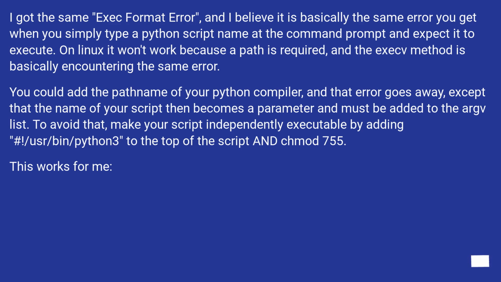You could add the path name of your Python interpreter, and that error goes away, except that the name of your script then becomes a parameter and must be added to the args list. To avoid that, make your script independently executable by adding #!/usr/bin/python3 to the top of the script and running chmod 755. This works for me.